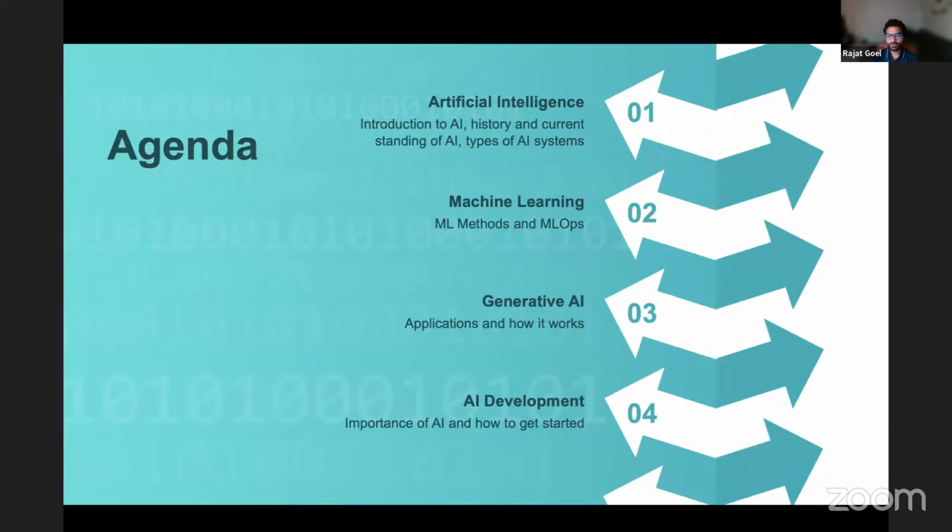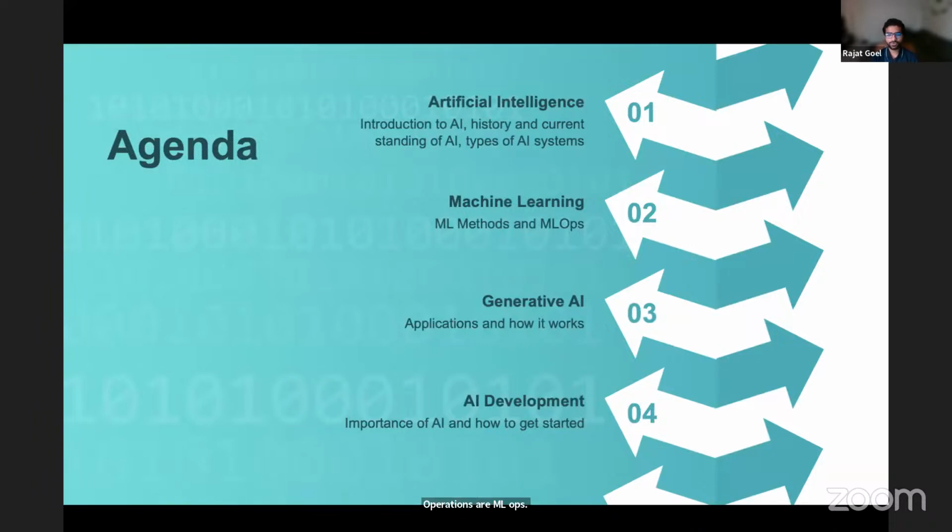About today's agenda, we would be going over an introduction of artificial intelligence, what it is about, what development have been done in the past, and where we stand in the present. We would also get to know some types of AI systems and how do they differ. Next, we will be looking into machine learning, which is one of the most widely used AI system, and discuss various types of ML models and the process of creating and deploying those models in production, which are also known as machine learning operations or MLOps.